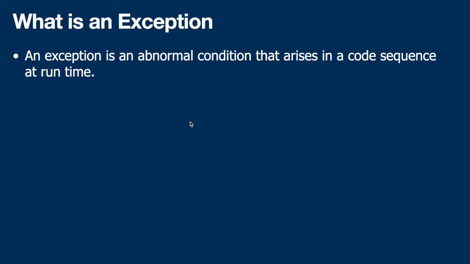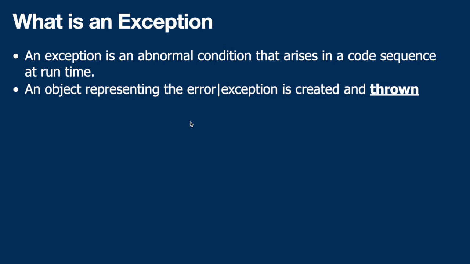Before we see how to handle an exception, what is an exception? An exception is an error or an abnormal condition that arises in a code sequence at runtime, or before compile time if the exception or error is a checked type.